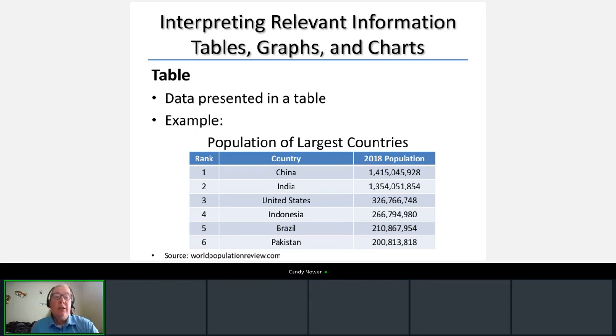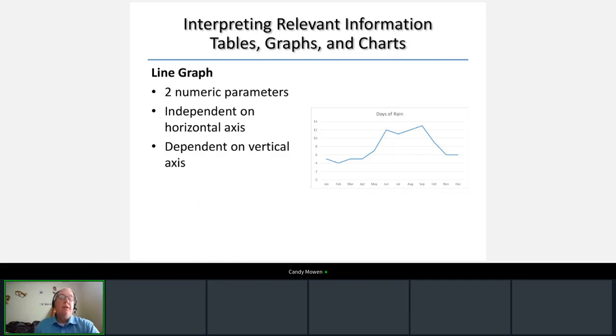For example, here we have the population of the largest countries. We rank them 1 through 6. We have the name of the country and the 2018 population. It's gathered, it shows us, it's very neat. The line graph is an example. It has two numeric parameters: independent on the horizontal axis, dependent on the vertical axis.